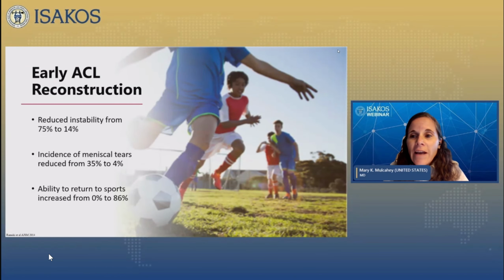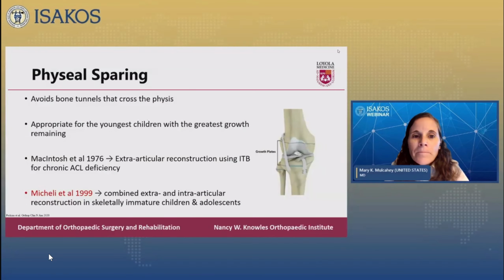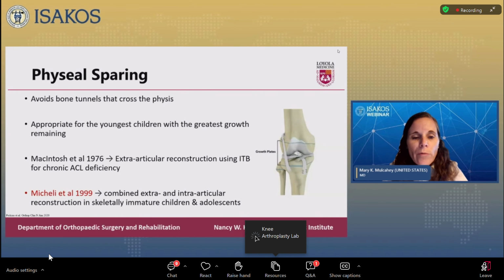Early ACL reconstruction definitely leads to reduced instability, decreased risk of meniscus tears, and an increased rate of ability to return to sports. So there are a lot of advantages. Physeal sparing, we heard a great talk from Nick with the details of this, so I'm certainly not going into any great detail on it, but with physeal sparing, we avoid bone tunnels across the physes. This is appropriate for our kids with the most amount of growth remaining.